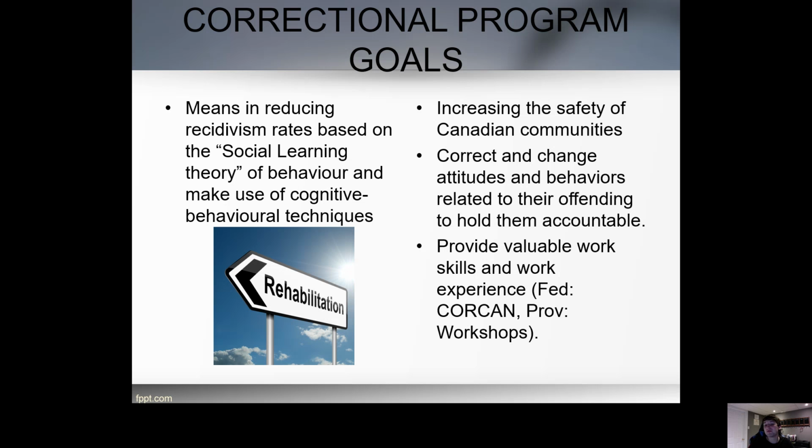And then from a provincial perspective, we call it the workshops. They're not all available at all the institutions or jails, but there are some workshops available in some jails and detention centers across the province.